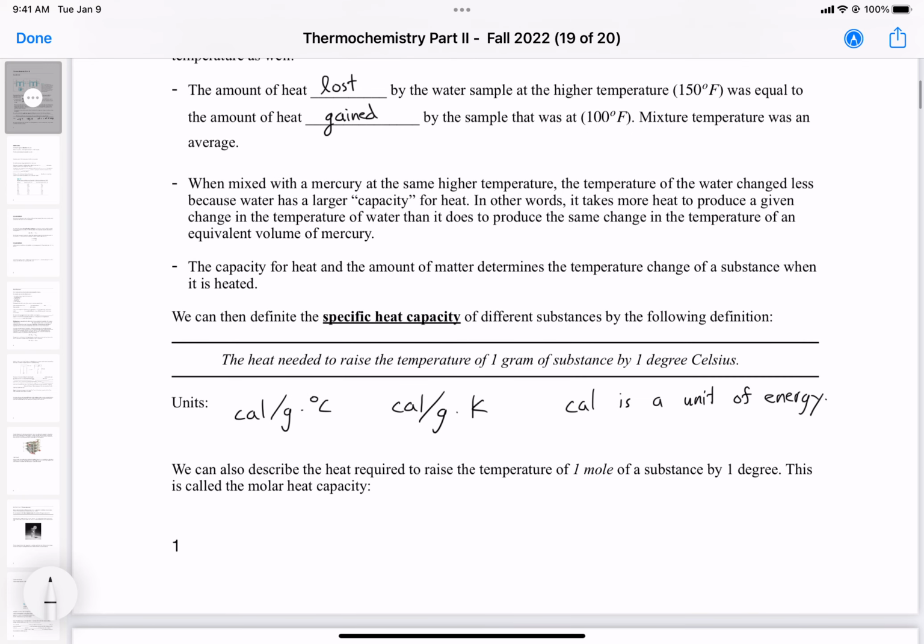So we can also describe the heat required by thinking about it per mole of a substance, per 1 degree. This is what we call the molar heat capacity. So the molar heat capacity is cal per mole degree Celsius, or we could say cal per mole Kelvin. So that's the molar heat capacity.